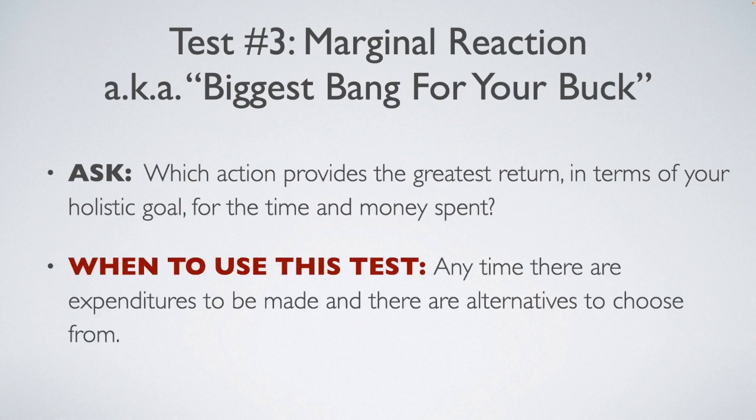You want to use this test when there are expenditures to be made, but there are alternatives to choose from. It is worth noting that sometimes expenditures must be made and there are no alternatives. With these, you just have to suck it up and cut the check. This test only applies when there's 2 or more options being compared. Sometimes you can actually put all the figures into a spreadsheet and come out with a cut and dry answer, and in those situations, you should definitely do that.